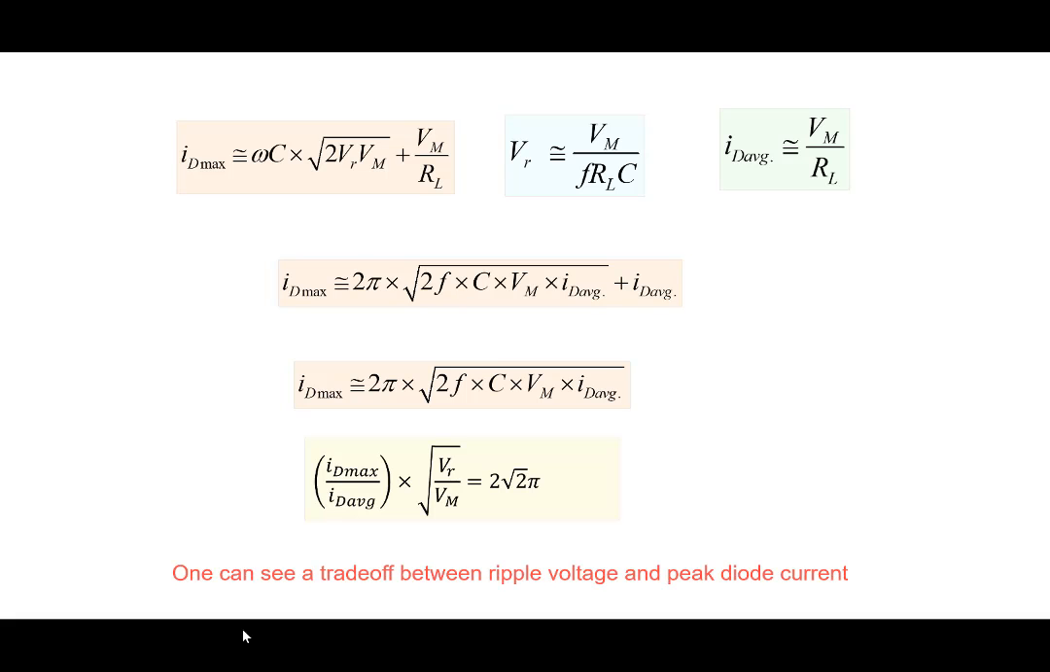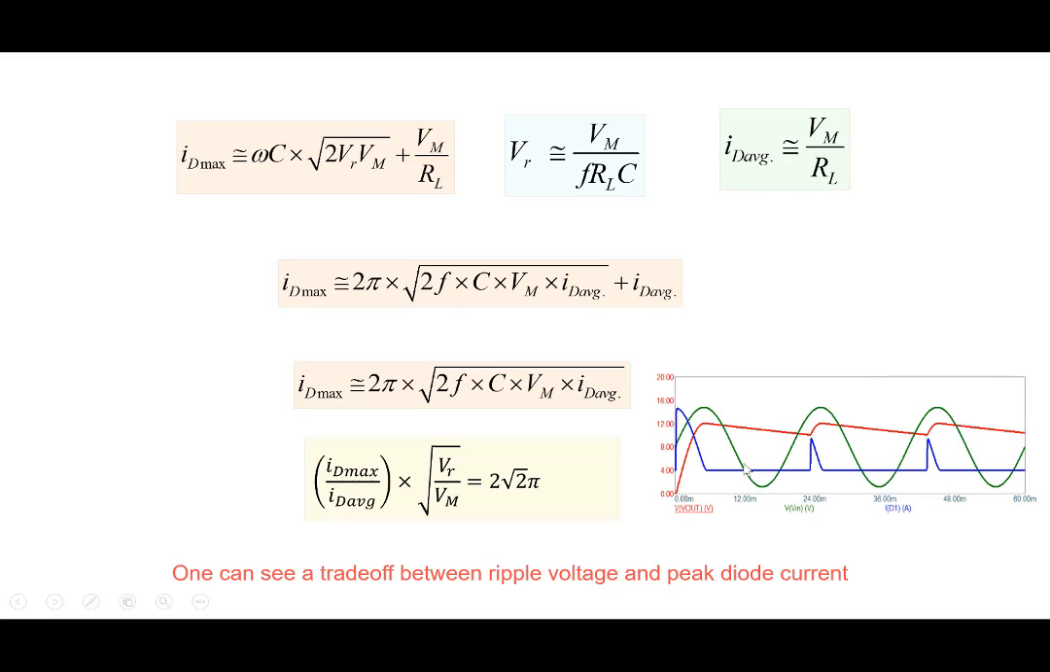And so one can see a trade-off between ripple voltage and peak diode current here, right? The two of them are related, which is sort of obvious if we see this particular diagram. If you reduce the ripple, then this particular time period becomes smaller and smaller, and in that small time the diode has to conduct and supply all the charge that the capacitor has lost through RL, and therefore the peak value will become larger and larger. So as you reduce the ripple, the delta T becomes smaller and smaller, and therefore I will become larger and larger.